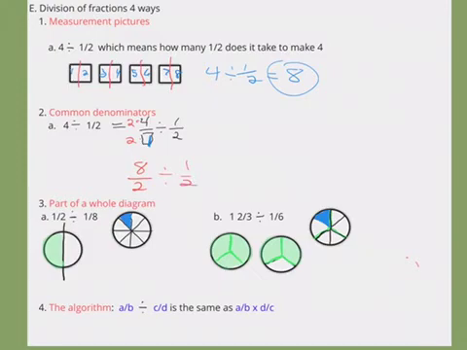And so basically I'm going to look back to what we did up above, and that was how many halves does it take? So I need 8 halves. So my answer here is going to be 8.